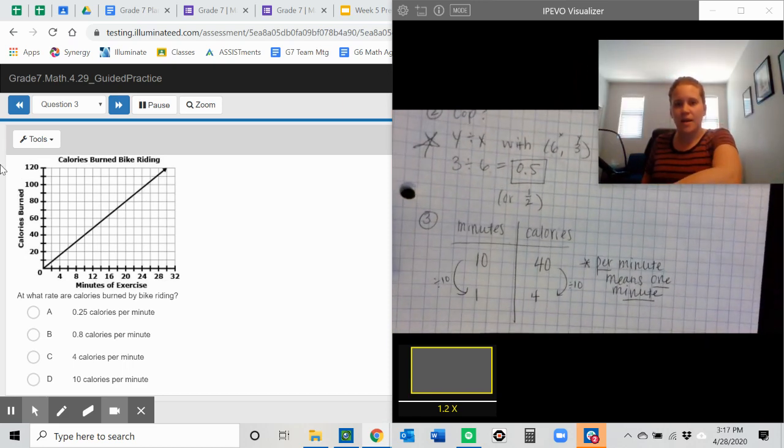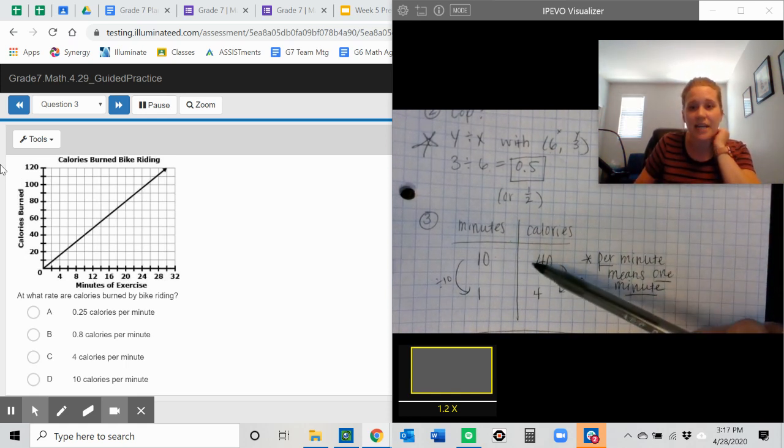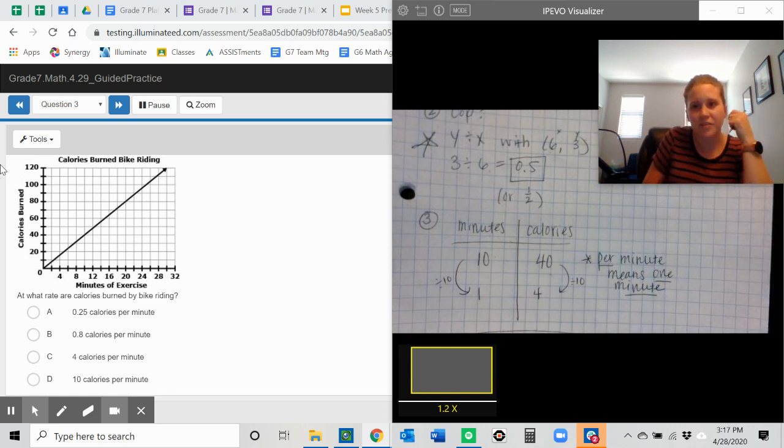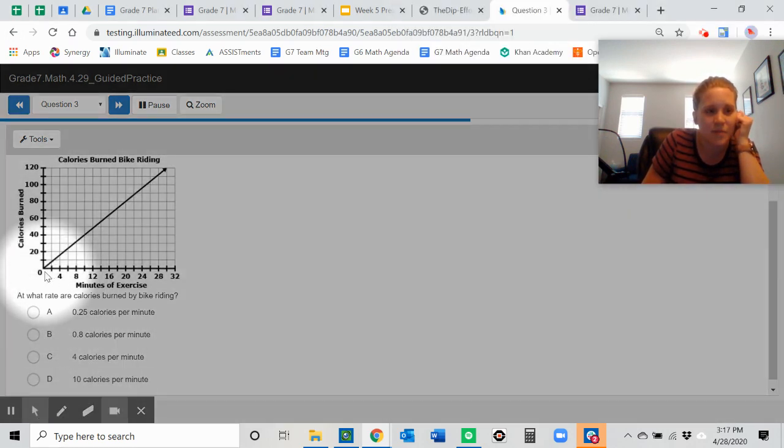There we are. So I was looking at the graph and I saw that 10 minutes on the bike would lead to 40 calories being burned, okay? If you didn't get that point, chances are you got another one, but I just want to show you a little bit more closely what I mean. So like this point and this point, they don't fall right on the grid line. So I just looked here really closely.